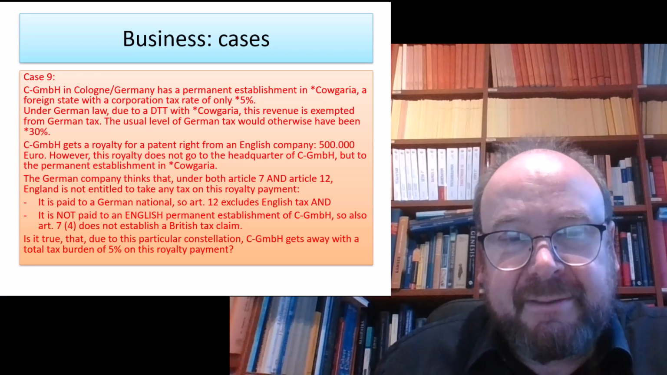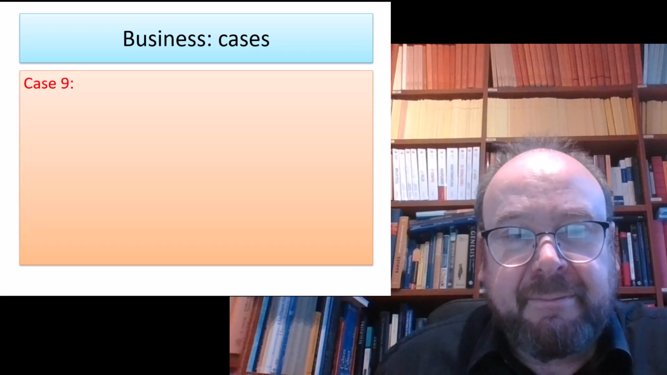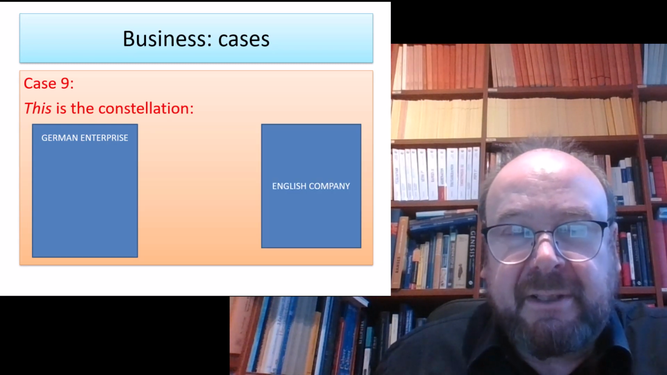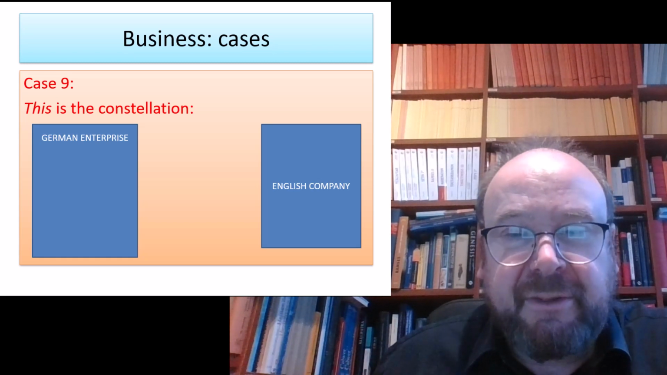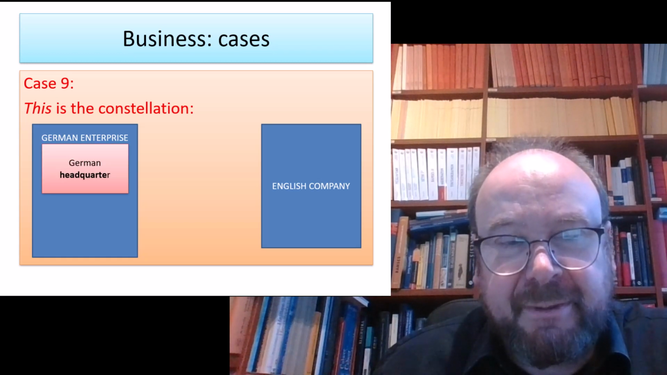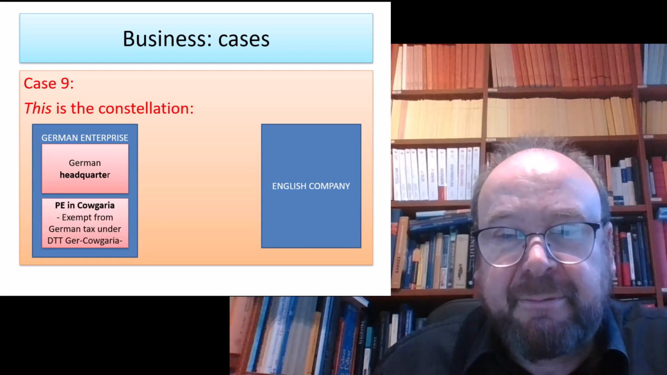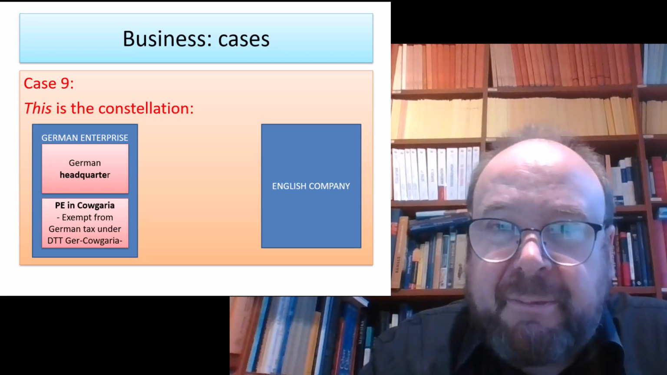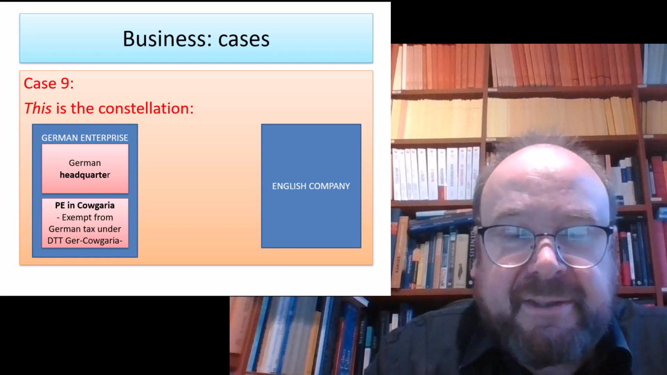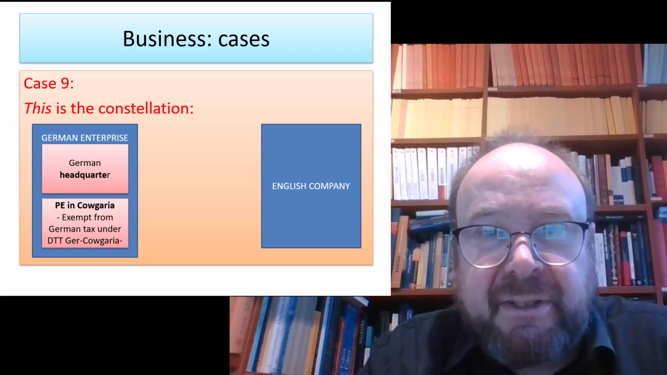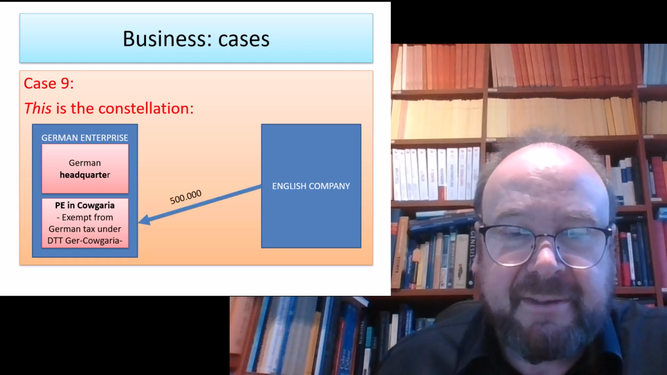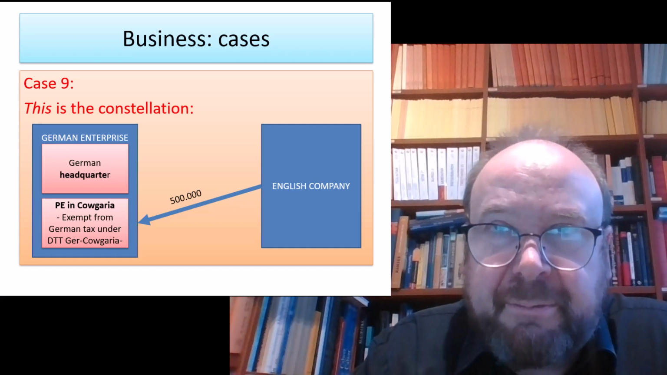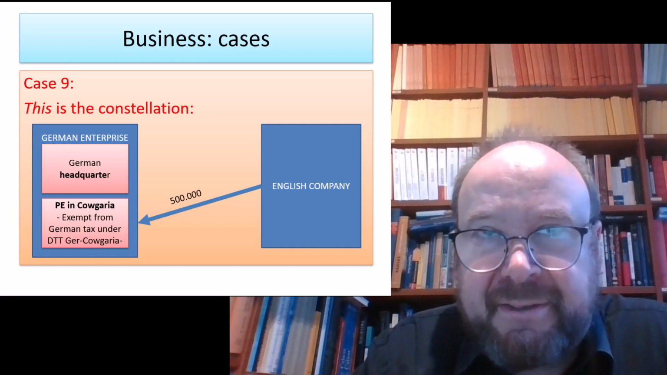And this is nice. I show you the constellation again. We have the German enterprise and we have the British company. Now a license fee is going to be paid, but now the internal structure of the German enterprise is as follows. We have the German headquarters and we have the permanent establishment in Bulgaria. And due to the DTT between Germany and Bulgaria, German taxes are excluded when it comes to Bulgarian PEs. Now we have this license fee, and it goes from an English company to a German recipient. So Article 12 would exclude England from any tax.